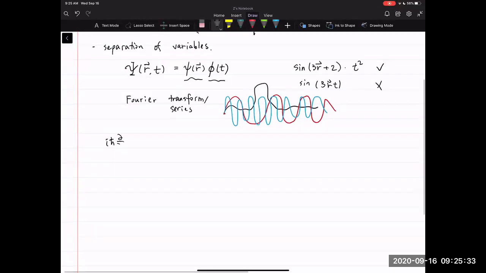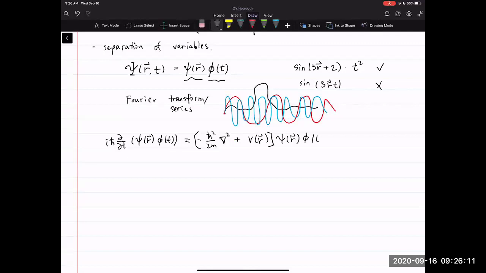In fact, let me write it down here for now. So ψ, the function of r, φ, the function of t. So let's just simply plug this ψ back into the differential Schrödinger equation. And the right hand side becomes minus ħ squared over 2m del squared, it's the space dependent part, plus V of r, space dependent part. So this applies to ψ(r) and φ(t). Okay.